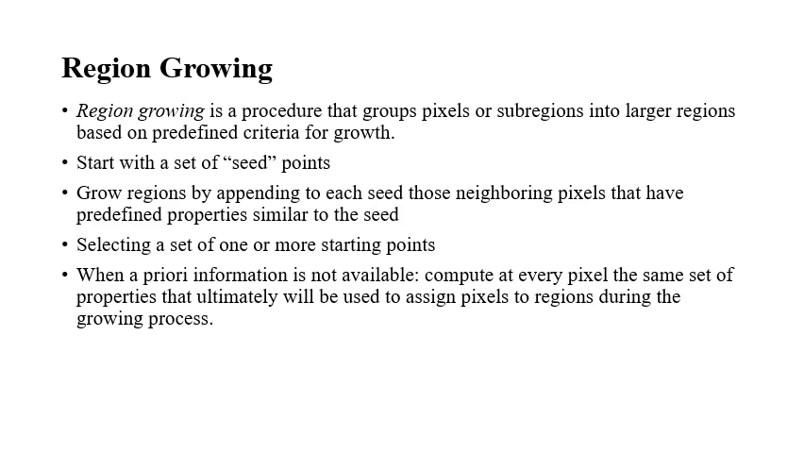As the name suggests, region growing. You can think of it like this: when you plant a seed, it grows and then it becomes a single plant. In the same way, region growing is a procedure which groups pixels or subregions into larger regions based on some predefined criteria for growth.